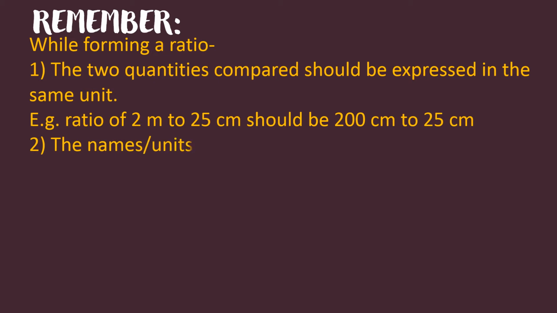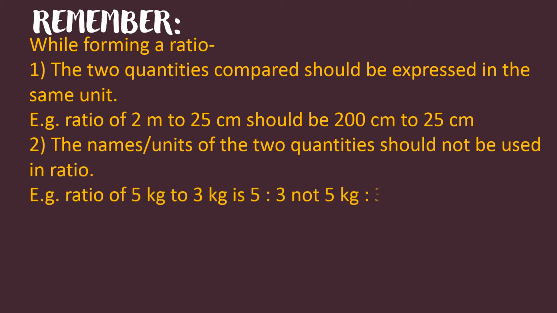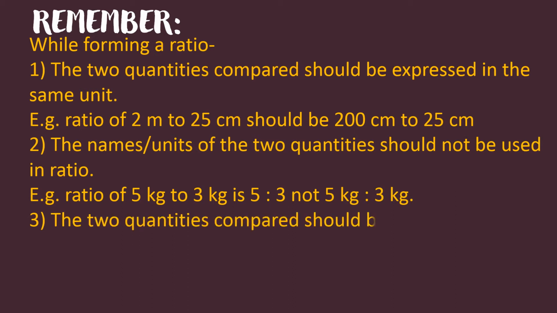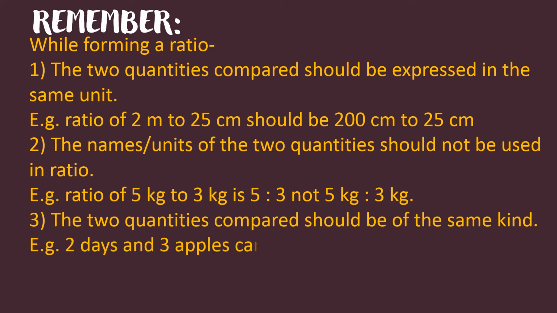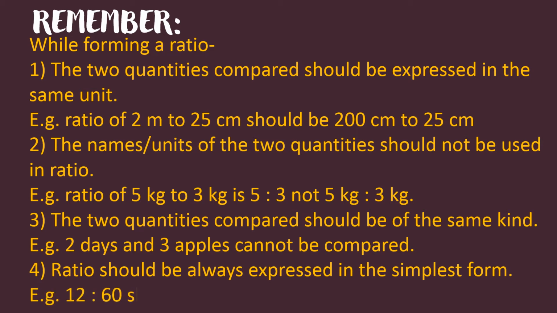Number 2, the names or units of the two quantities should not be used in the ratio. For example, the ratio of 5 kg to 3 kg is 5 is to 3, not 5 kg is to 3 kg. Number 3, the two quantities compared should be of the same kind. For example, 2 days and 3 apples cannot be compared. Number 4, ratio should always be expressed in the simplest form. For example, 12 is to 60 should be written as 1 is to 5.